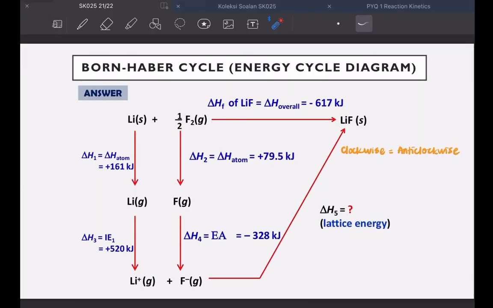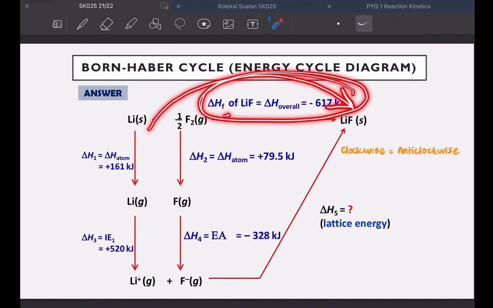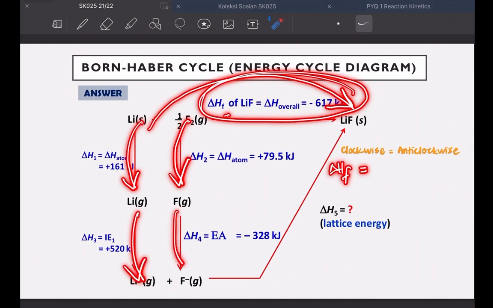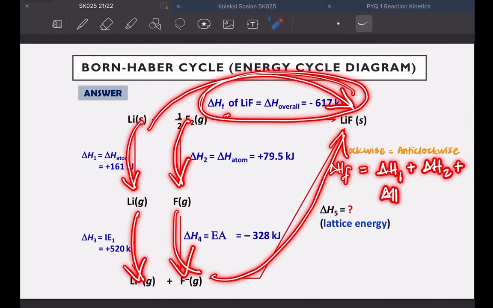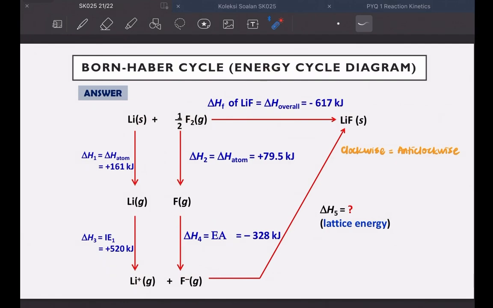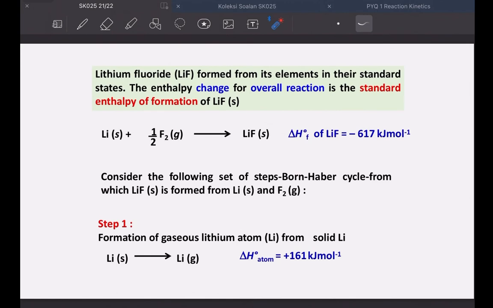So how do we find the lattice energy? We will be applying Hess's law. Remember? Use clockwise equals anticlockwise. So which one is our clockwise? This one. So we have our delta H formation as clockwise, equals anticlockwise. So the rest are anticlockwise, right? So you add delta H1, delta H2, delta H3, 4, and 5. So you want to find delta H5, so rearrange your equation to get your lattice energy of formation. Make sure you write your unit correctly, kilojoule per mole. So this is actually the explanation for each of the sequence, FAIEL. So make sure to read it and practice how to write your thermochemical equation correctly, okay?